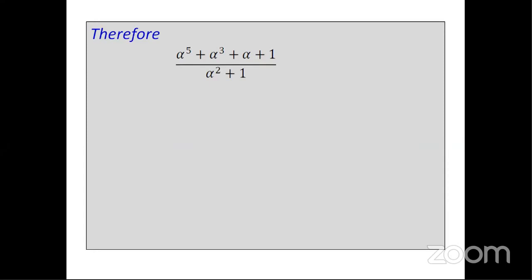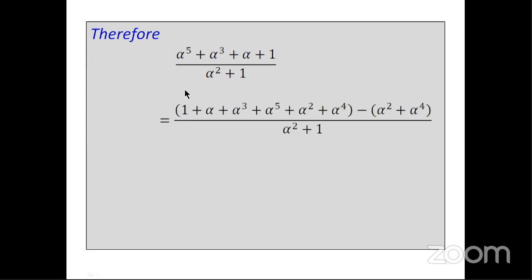Alpha power 5 plus alpha cube plus alpha plus 1, by alpha square plus 1. Right? Something is missing here in the numerator to substitute our sum of nth roots of unity, so we will add and subtract. What is missing here? Alpha square is missing. Alpha power 4 is missing. So we are adding alpha square and alpha power 4 and we are also subtracting.